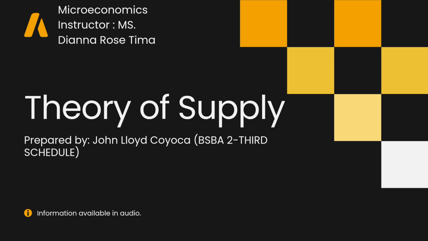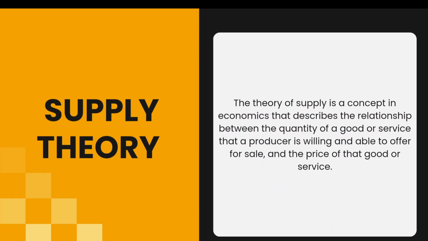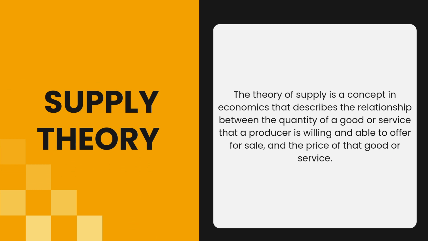So let's get started. The theory of supply is a concept in economics that describes the relationship between the quantity of a good or service that a producer is willing and able to offer for sale and the price of that good or service. According to the theory, as the price of a good or service increases, the quantity of that good or service that a producer is willing and able to offer for sale will also increase, and vice versa. The theory of supply is one of the fundamental building blocks of microeconomics theory and is used to analyze the behavior of firms and markets.